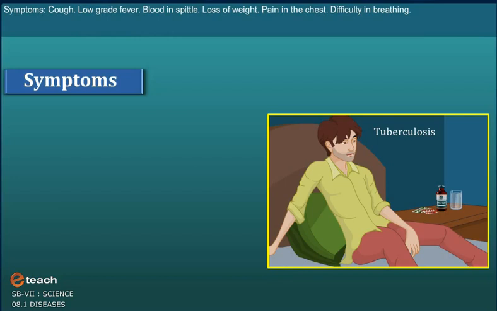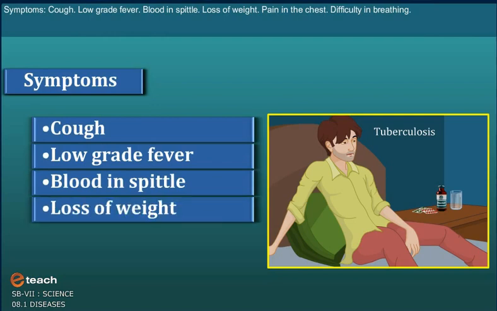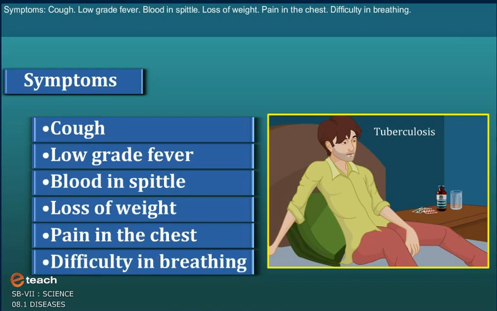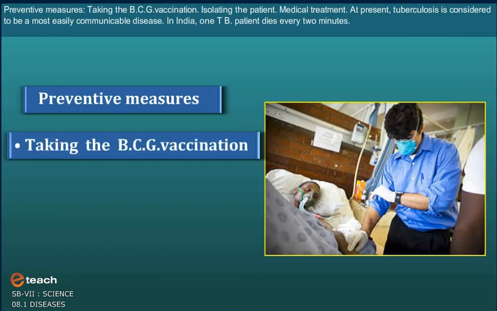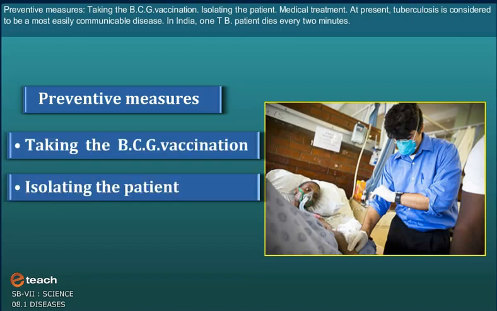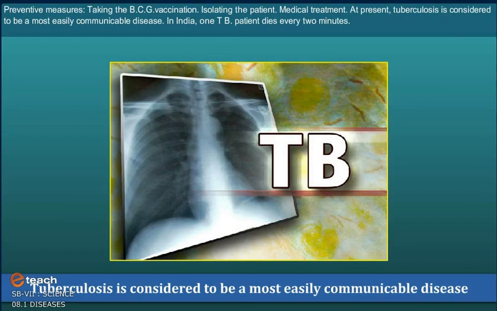Symptoms: cough, low-grade fever, blood in the spittle, loss of weight, pain in the chest, difficulty in breathing. Preventive measures: taking the BCG vaccination, isolating the patient. Medical treatment. At present, tuberculosis is considered to be the most easily communicable disease. In India, one TB patient dies every 2 minutes.